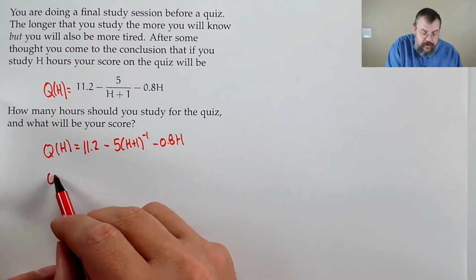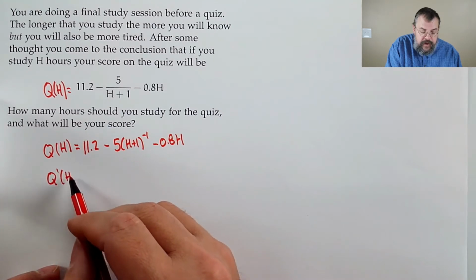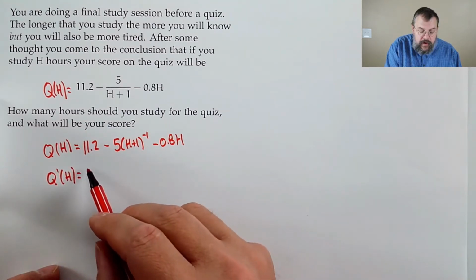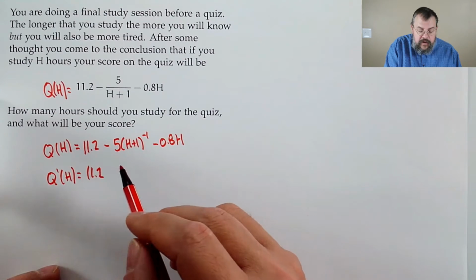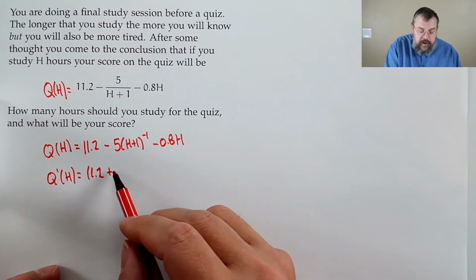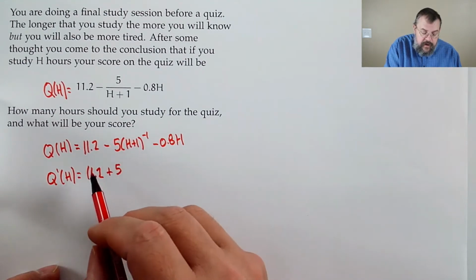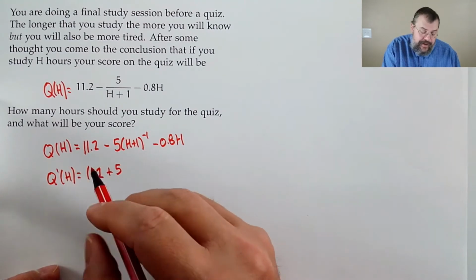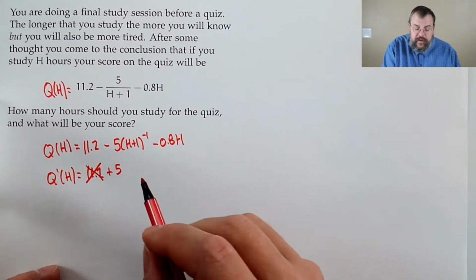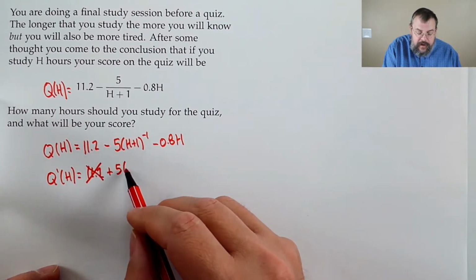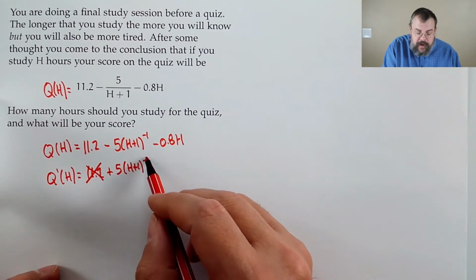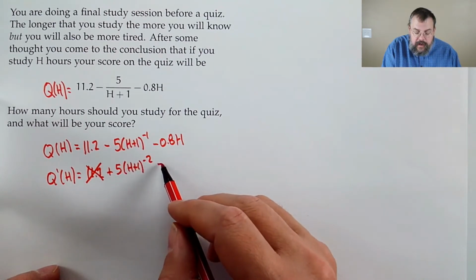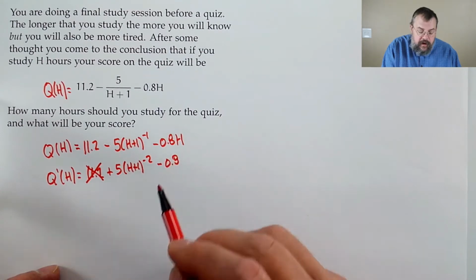So q prime of h would be what? Well, it would be 11.2. Then the minus comes down, plus 5. Oops, the 11.2 is going to go away because we took a derivative. Okay, so 5 times h plus 1 to the minus 2 and minus 0.8. All right, good.